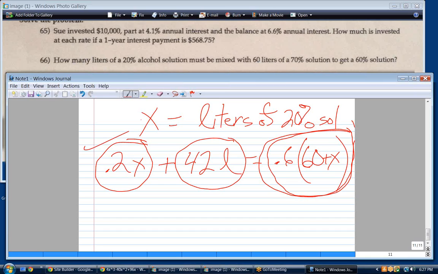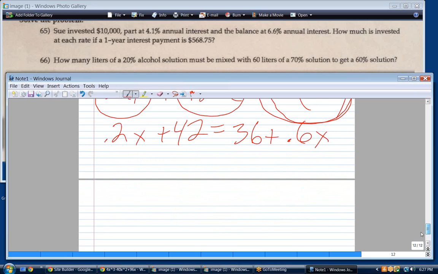So, here's my equation. There's only one variable in it. I don't need that, that's a unit. In other words, I got 0.2x plus 42 equals, if I distribute this, 36 plus 0.6x. Now that's easily solved. I get 0.4x equals 6, x equals 15.